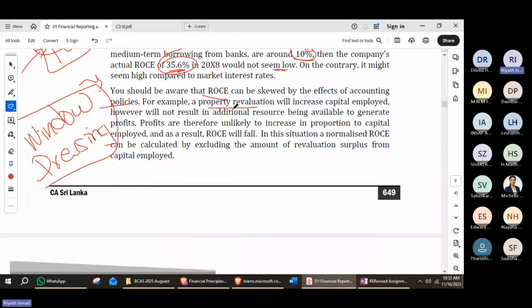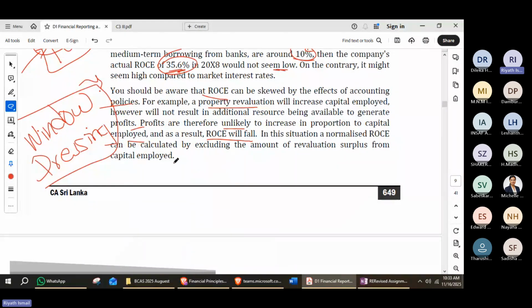Sometimes a company may revalue the assets. Say, for example, land that they purchased 5 years ago. Now the land price has gone up multiple times. Then these abnormal things may give you a wrong signal. You have not sold the land yet, but it gives some sort of illusion that the company made a huge profit. However, this will not result in additional resources being available to generate profit. Profit is therefore unlikely to increase in proportion to capital employed. As a result, ROCE will fall, right?